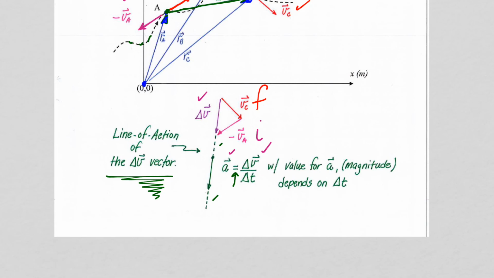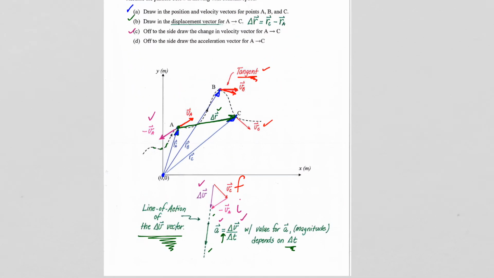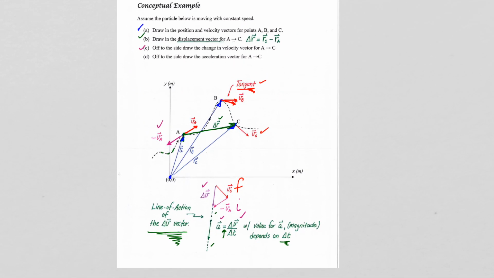Now the value, the length of the vector, does not have to be the same because the delta t, being big or small, will affect the actual acceleration value. Small delta t would be a big A value. So there you have it. So please make sure you understand how to draw in and label all of these vectors, and you will be in good shape.